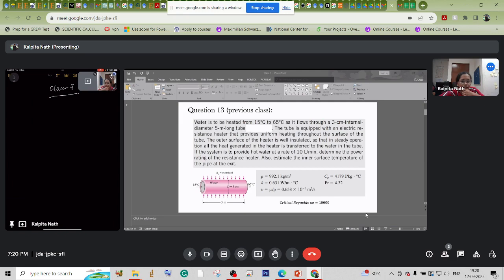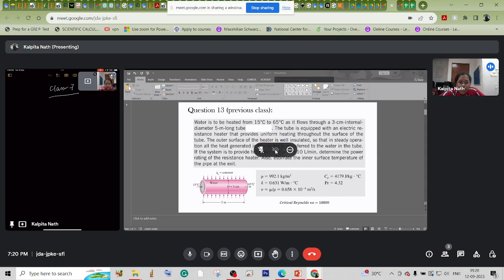The question says that water needs to be heated from 15 degrees Celsius to 65 degrees Celsius as it flows through a 5-meter long tube of 3 centimeter internal diameter. The tube is equipped with an electrical resistance heater that provides uniform heating throughout the surface of the tube. The outer surface of the heater is well insulated so that in steady state operation, heat is generated and transferred to the water through the tube. That is, constant surface heat flux is maintained, so we can use a condition for that.